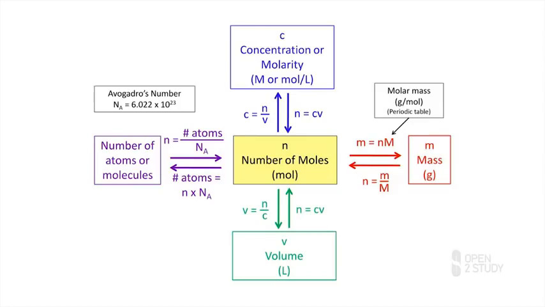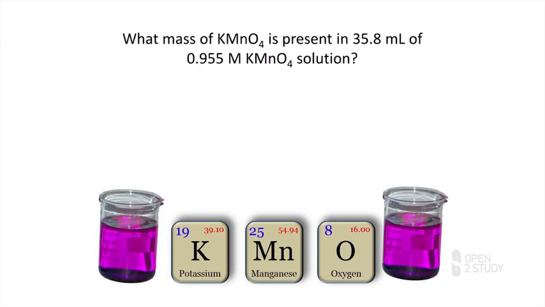What we're going to do throughout this topic is have a look just at a couple of examples together where we're using multiple tools to move from one point on the diagram to another. So we'll take a question, pull it apart, find our path of attack, and then we'll go about solving them. What mass of potassium permanganate, KMnO4, is present in 35.8 millilitres of 0.955 molar potassium permanganate solution?